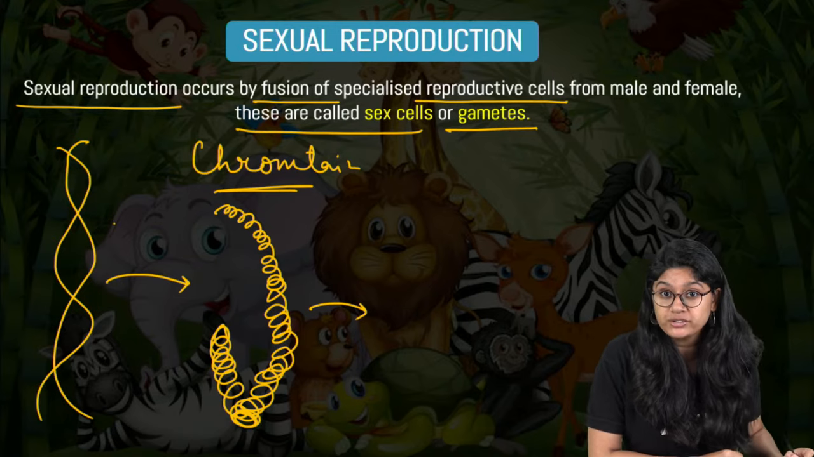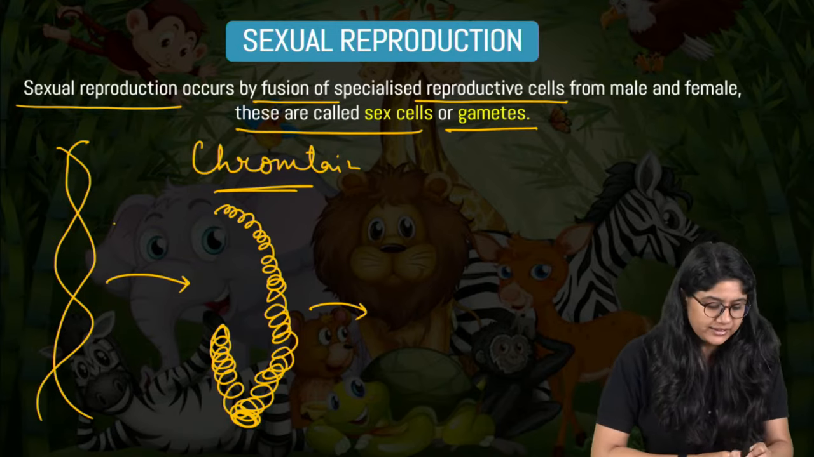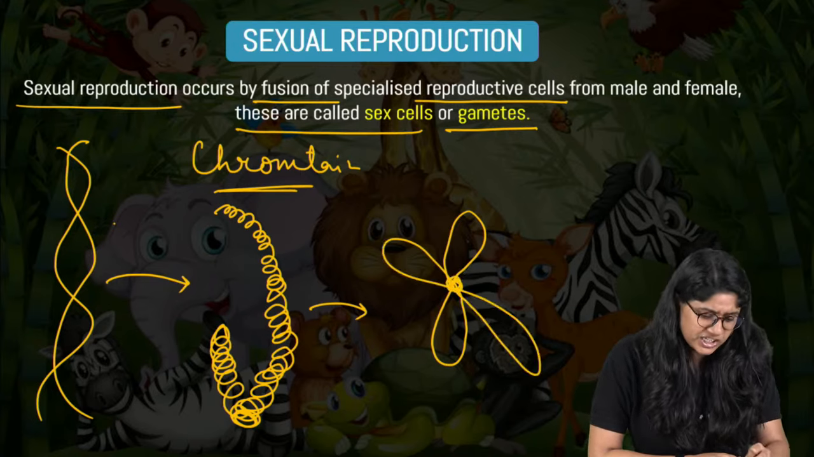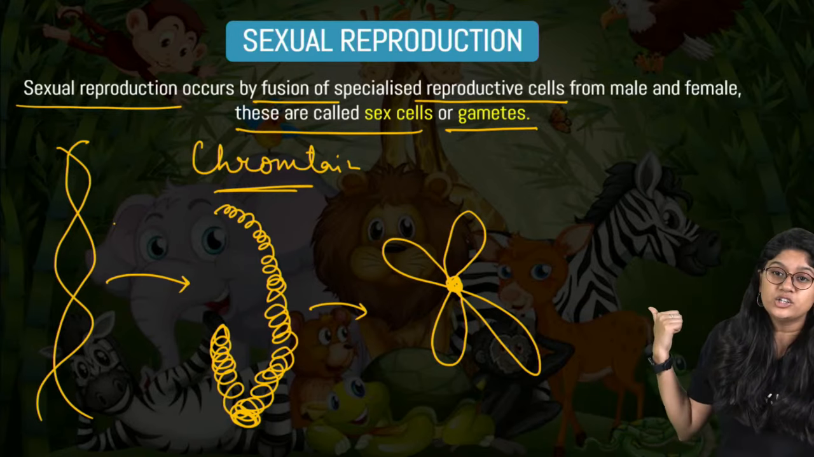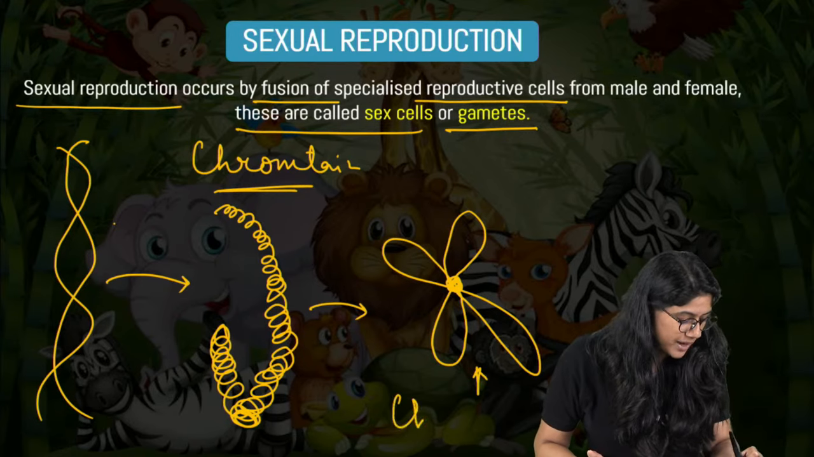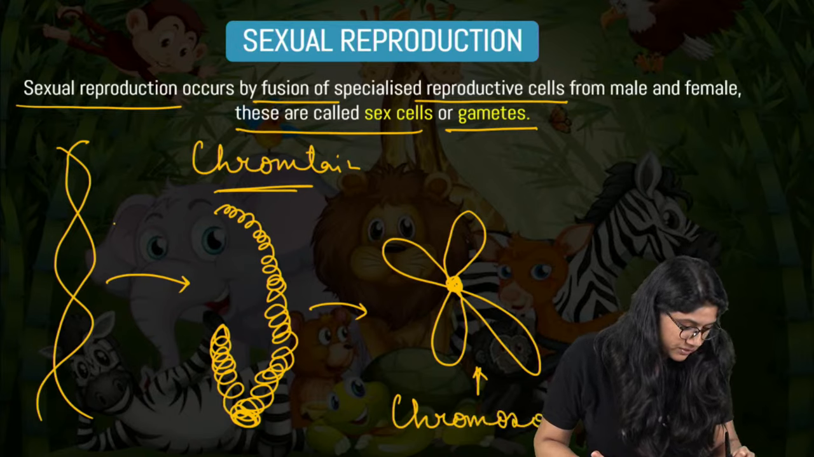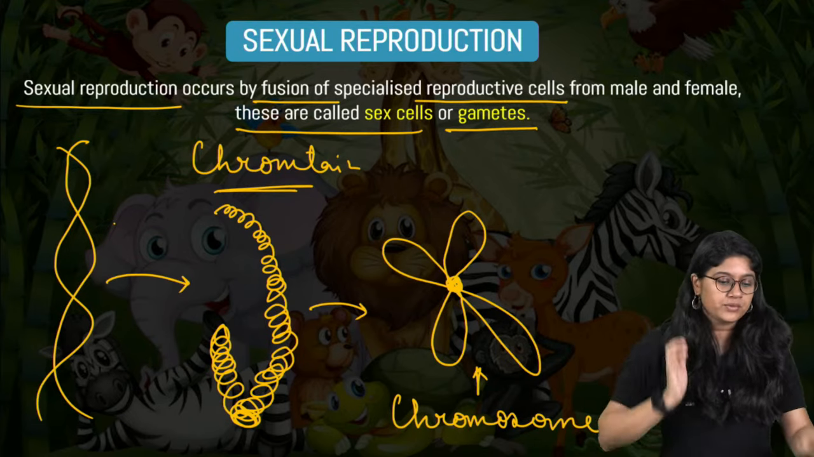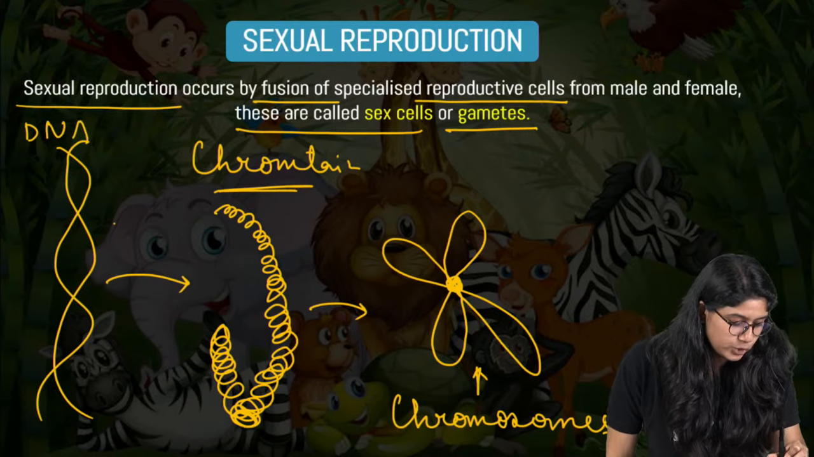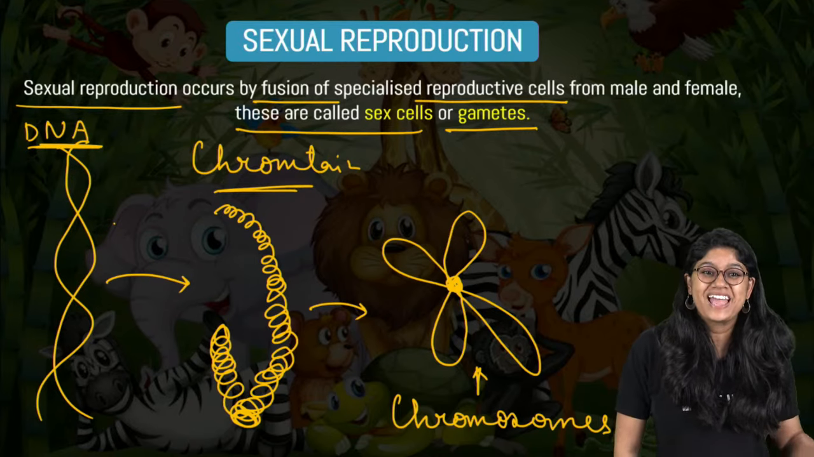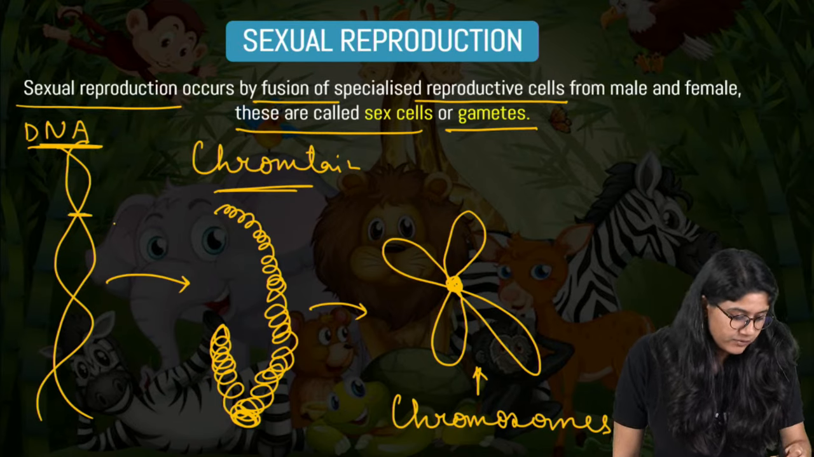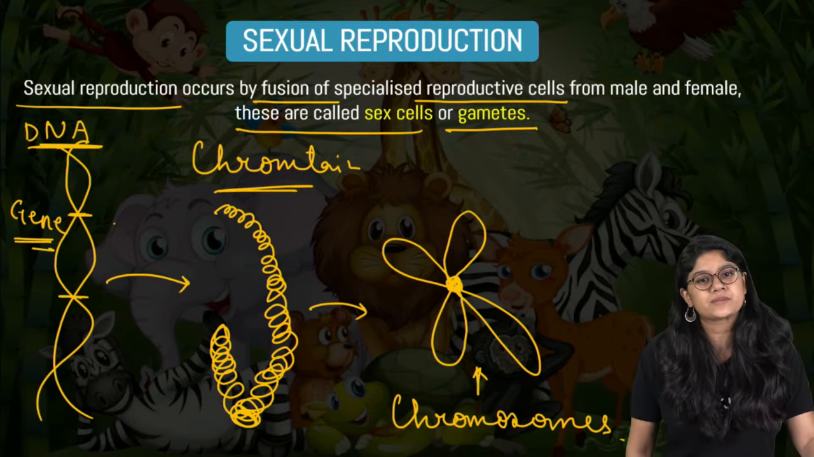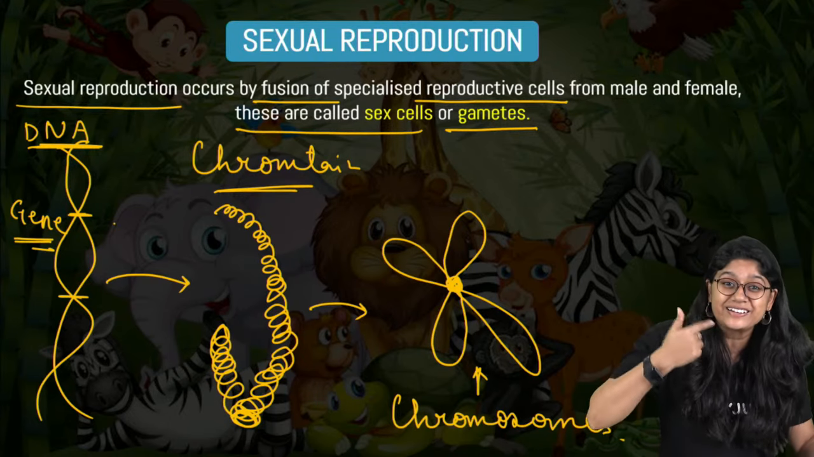During cell division, these chromatin will come together and form this beautiful structure that I'm sure you must have seen in your textbooks. These are the chromosomes. Clear, everyone? So we have DNA, we have chromatin and the chromosome. And on our DNA, we have small fragments which we call genes, and they give us the characteristic features: hair color, skin color, eye color, etc.